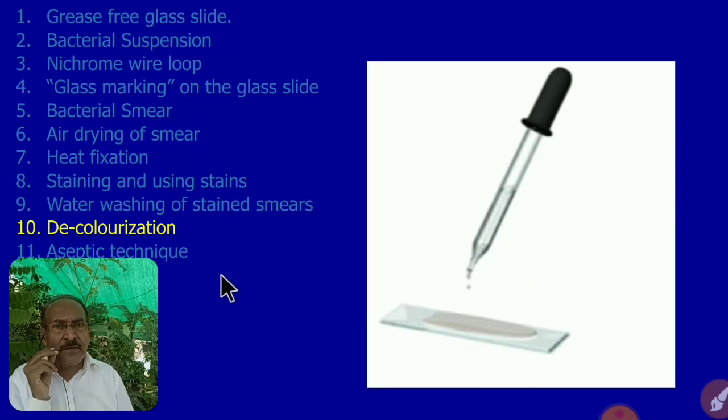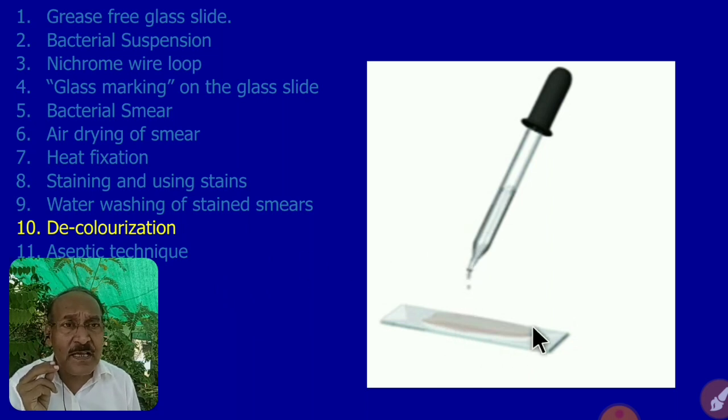Then comes decolorization. The decolorization step is not universal for every staining procedure. There are some staining procedures for which some specific decolorization steps are required. So if you apply any decolorizer, what is a decolorizer? It will remove stain from the cells also. Water washing can remove unused stain outside the cell, but decolorizers can remove stains from the cells also.